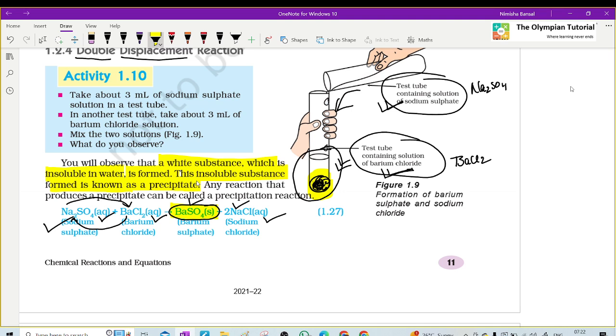This insoluble substance formed is known as precipitate. Okay, Thanya? Yes, ma'am. And after that, you have to write the heading precipitation reaction, in which you will write: any reaction that produces a precipitate can be called a precipitation reaction.